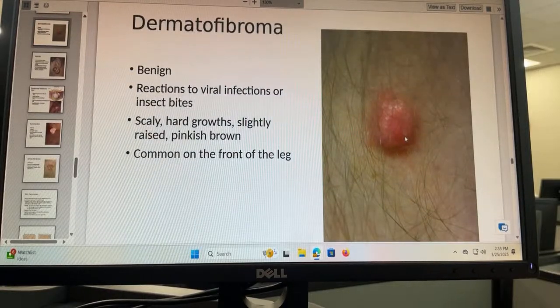All right, this is a dermatofibroma. It is also benign. They tend to appear on the fronts of the legs, so this is on someone's shin. They tend to be just kind of like an inflamed reaction to a bug bite or some kind of viral infection. It's scaly, it's hard to the touch, slightly raised and pink, but again, not harmful, just a cosmetic issue.